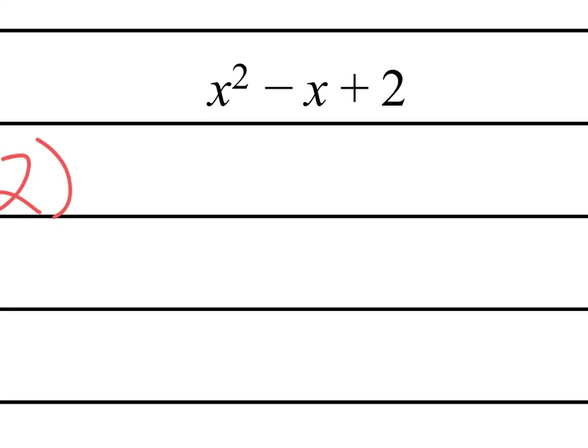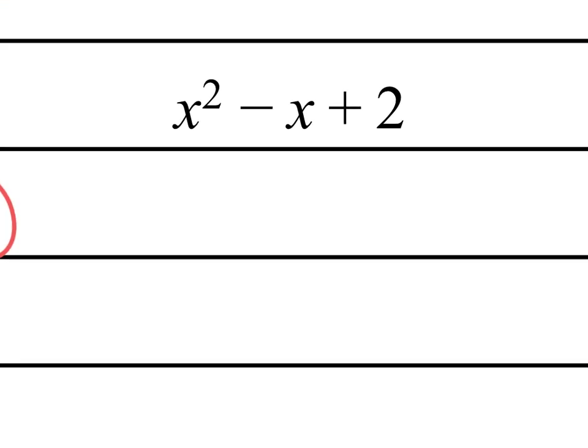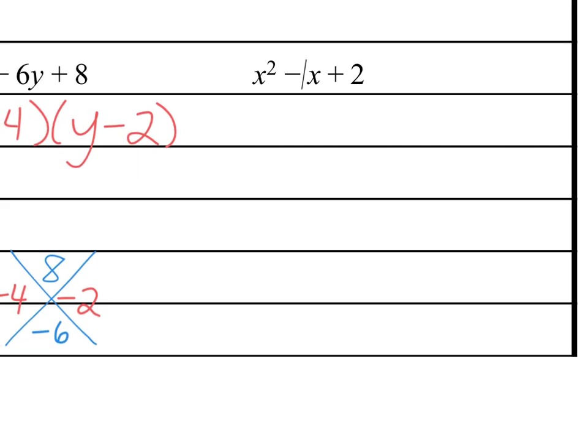Okay, you don't see a number in front of that b term right now. What number is there? A 1, negative 1. So you need two numbers that multiply to positive 2, but add to negative 1. Okay, some factors of 2 are 2 and 1. 2 plus 1 is 3. You could also do negative 2 times negative 1, but what would that give you? That would give you positive 2, but it would add up to negative 3.